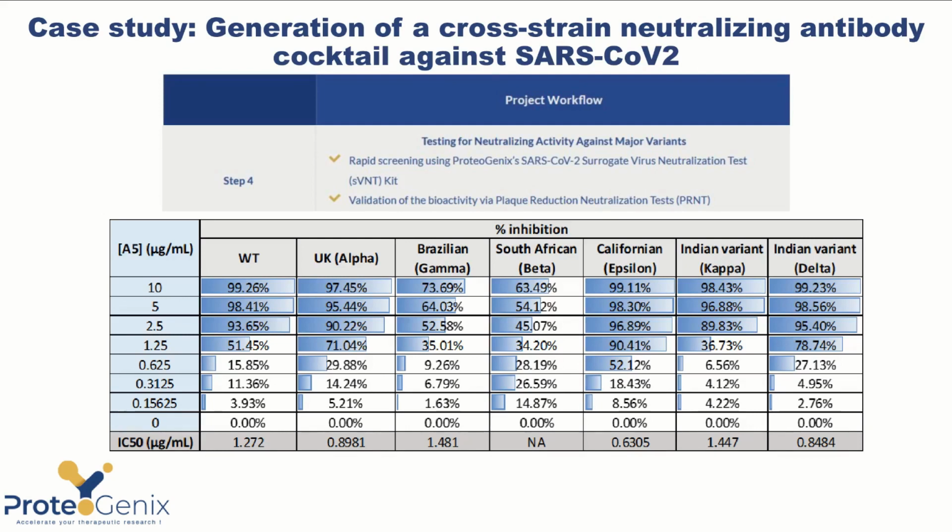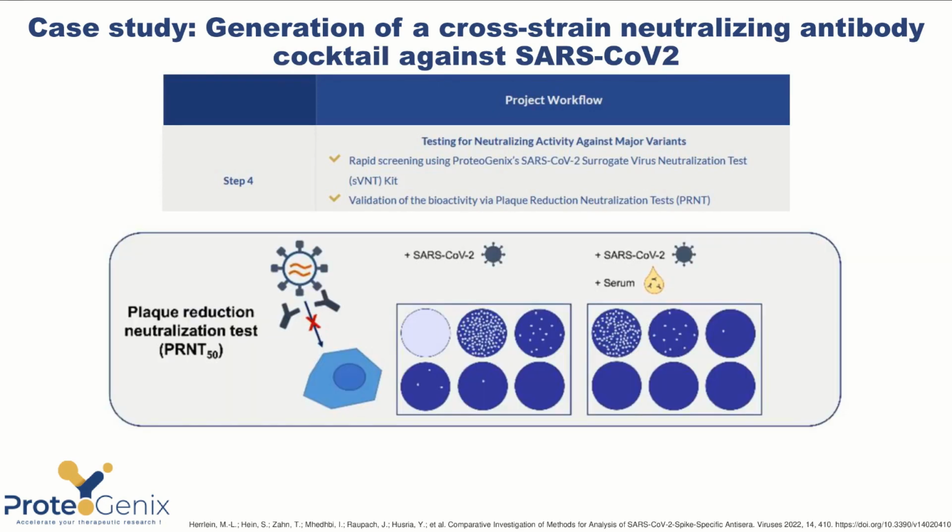Several clones, such as the example shown here, gave highly promising cross-variant inhibition results using this SVNT test, with the values here being the percentage inhibition against the recombinant receptor binding domain of each variant circulating at that time. This allowed us to confidently move forward with tests against live COVID-19 virus.